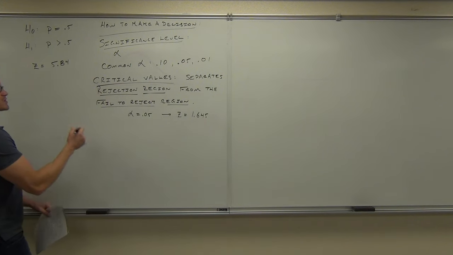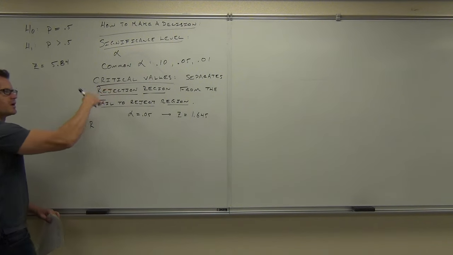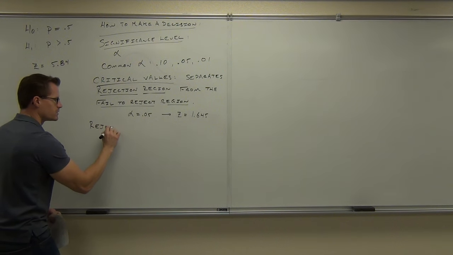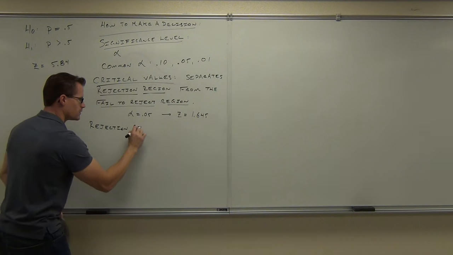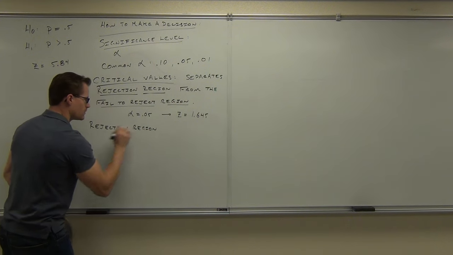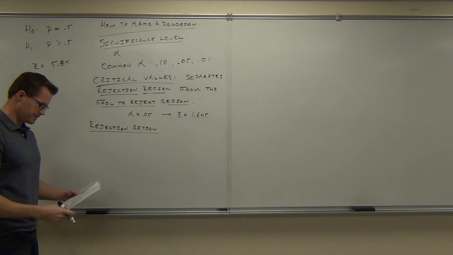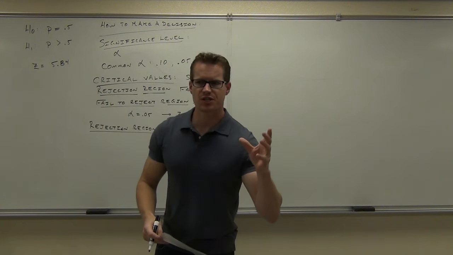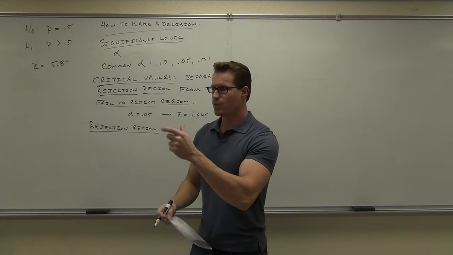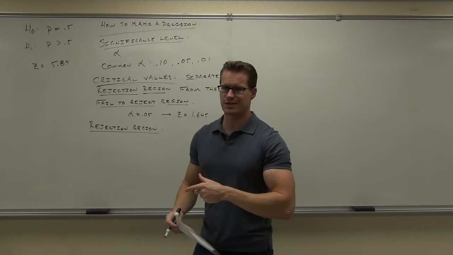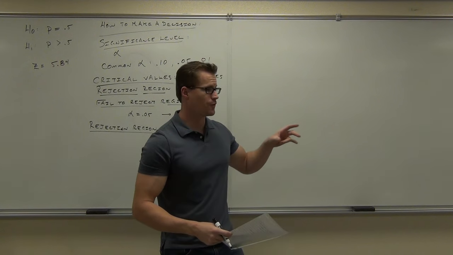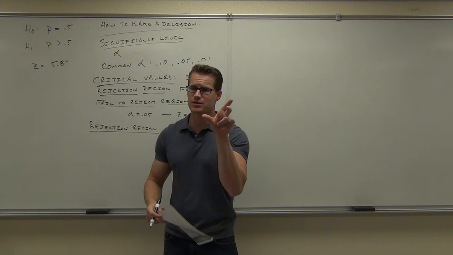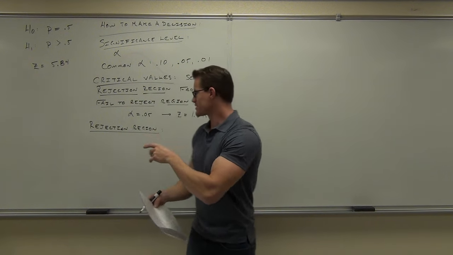Now, here's what the rejection region does. We just spoke about the critical value that separates the rejection region from the fail to reject region. It's the region that if our test statistic falls in that area, we get to reject the null hypothesis. That's called the rejection region. If you fall in the fail to reject region, well, then your test statistic is in that area, it's saying you don't have enough evidence to reject the null hypothesis.